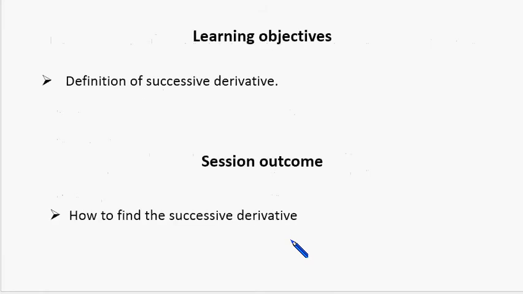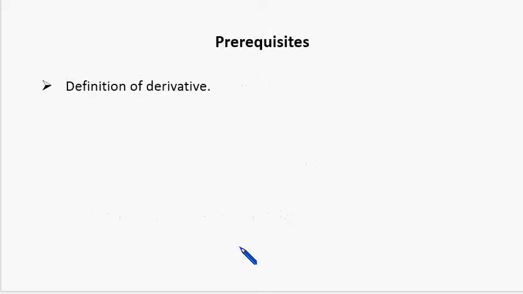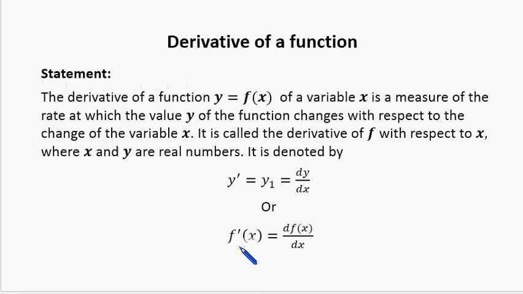Recap: know the definition of the derivative. Learning objective: definition of successive derivative. Session outcome: how to find the successive derivative. Pre-requirement: the definition of derivatives. So, coming to the point, the statement of the derivative of a function.